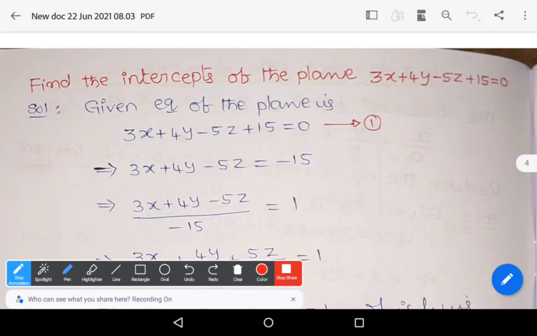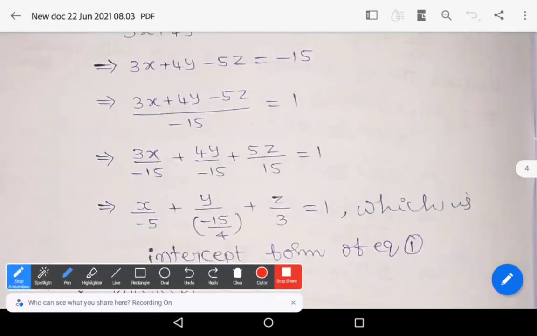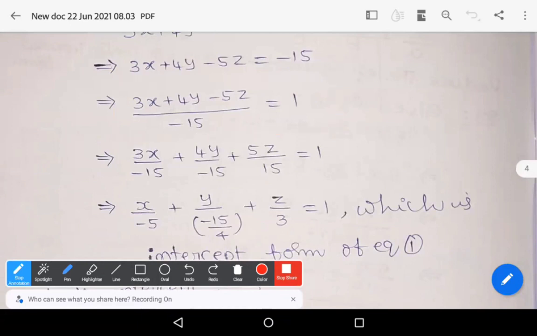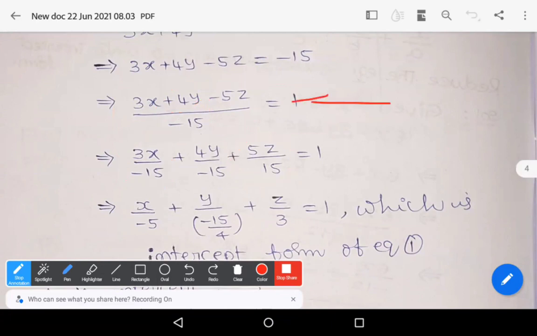So observe that. This is the given equation: 3x plus 4y minus 5z plus 15 is equal to 0. Shift this plus 15 to the right side, you get minus 15. So divide on both sides by minus 15. And split the individual terms: 3x by minus 15, 4y by minus 15, minus 5z by minus 15, you get plus 5z by 15 is equal to 1. Write the individual divisions.